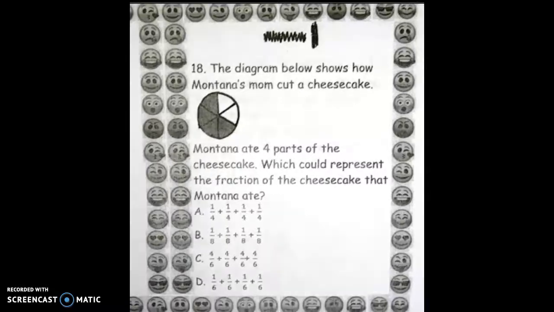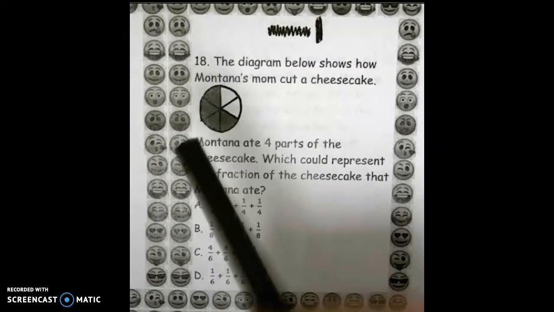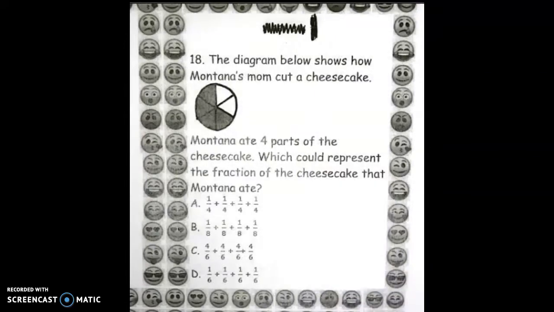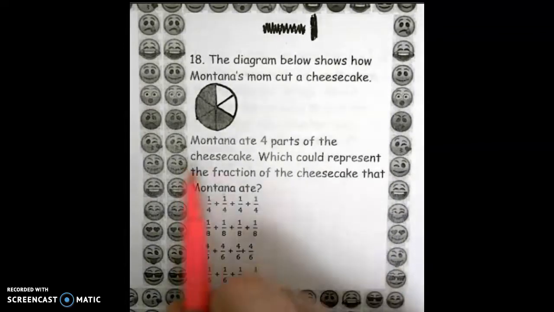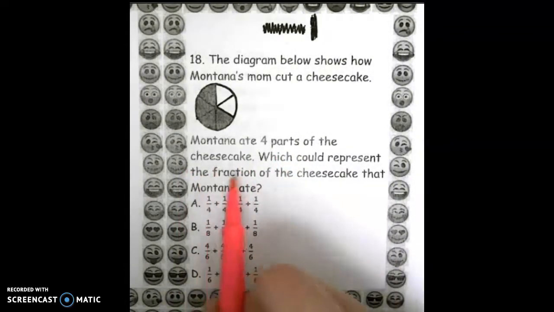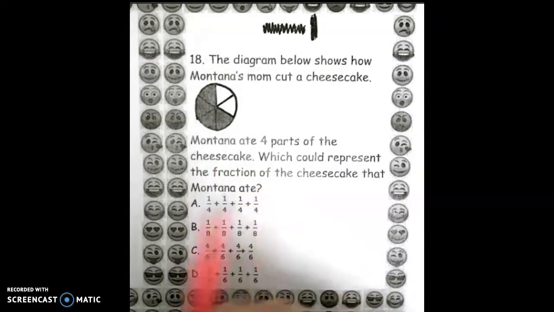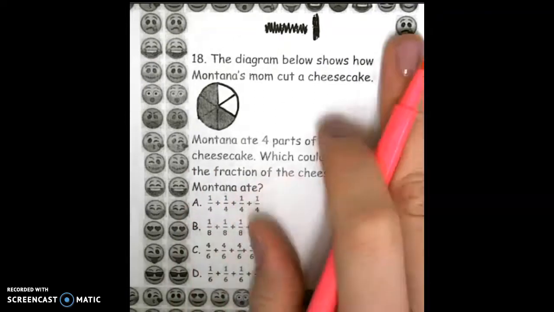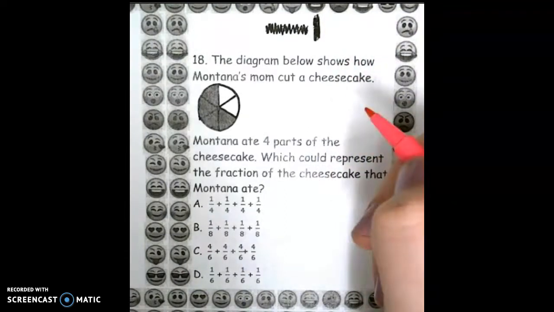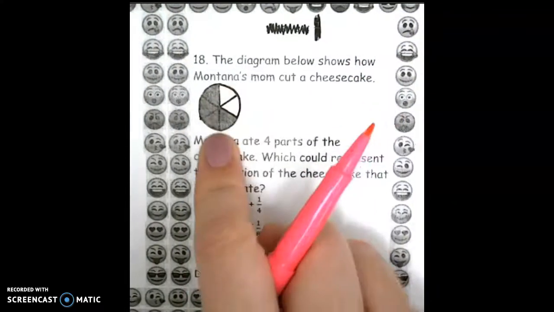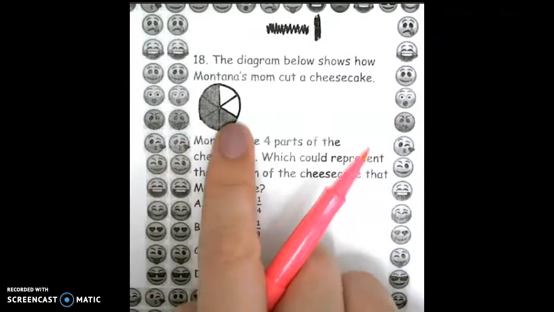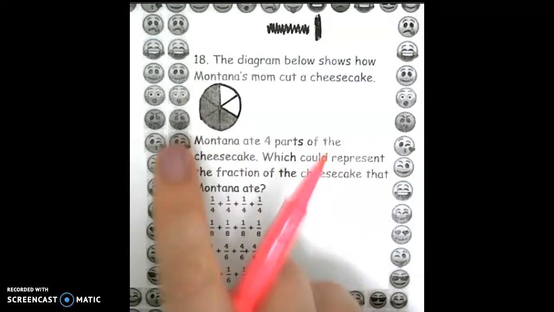Right, number 18. The diagram below shows how Montana's mom cut a cheesecake. Montana ate 4 parts of the cheesecake, which could represent the fraction of the cheesecake that Montana ate. Well, let's figure out what each one of these pieces represents. And Montana ate the 4 shaded pieces.